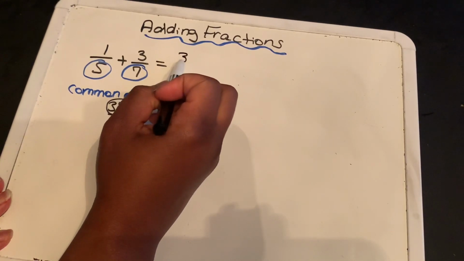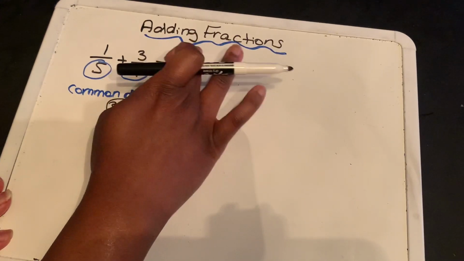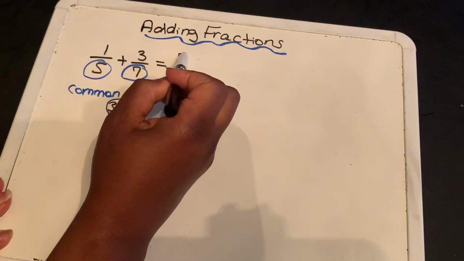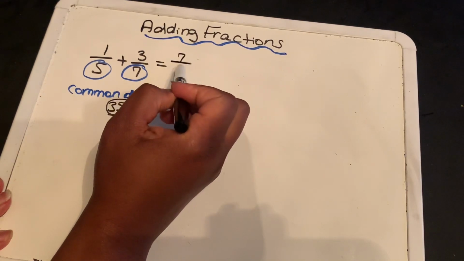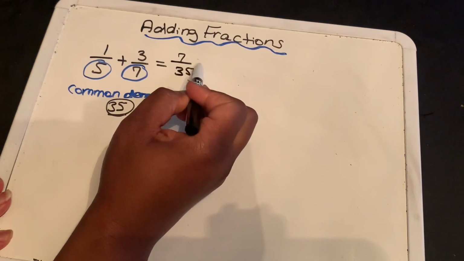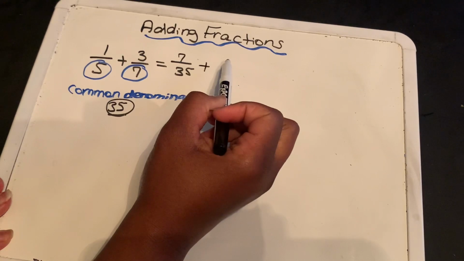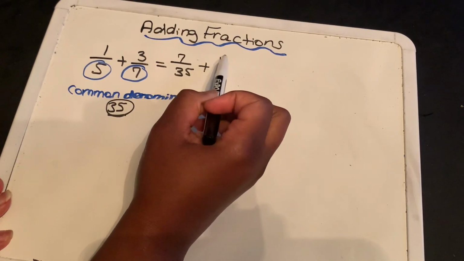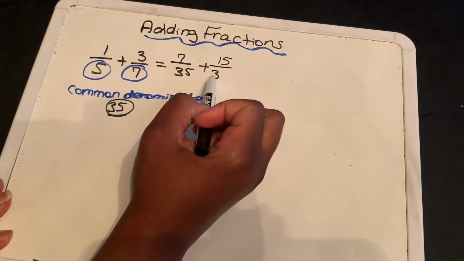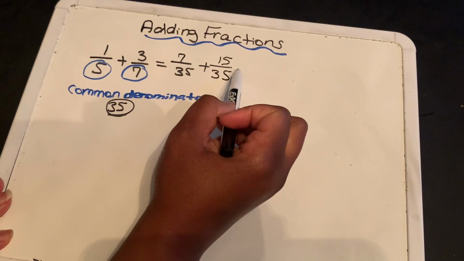Because remember, 35 is going to be our lowest common denominator. So I'm going to come over here and write, now let me erase that. I'm sorry. I'm going to come over here and write 7 over 35. Now we're going to add that to the equivalent of 3/7. Well, in order for 7 to be equal to 35, we had to multiply that 7 by 5. So we'll have to multiply the 3, the numerator, by 5. So now when I rewrite this, it'll be 15 over 35.